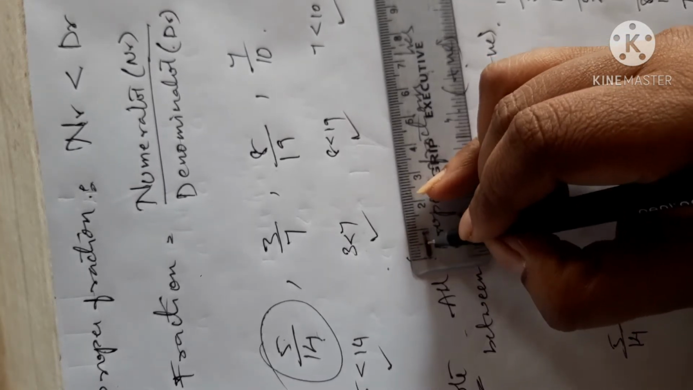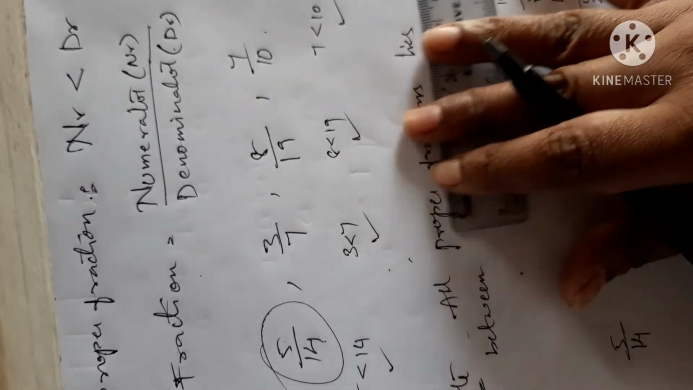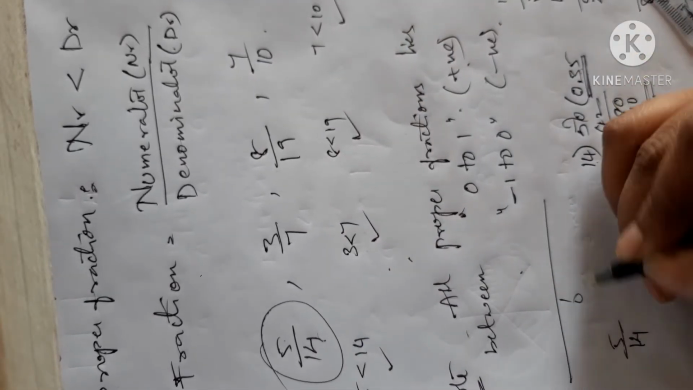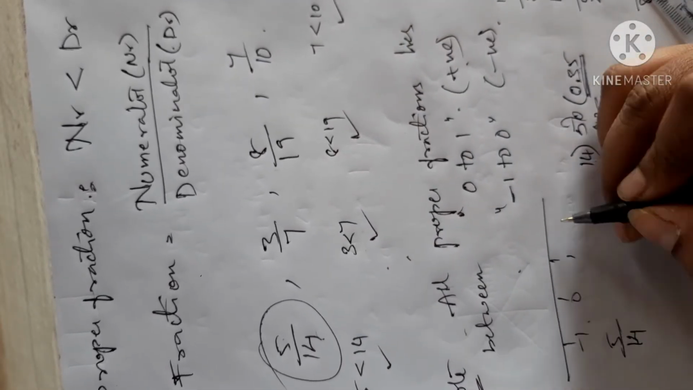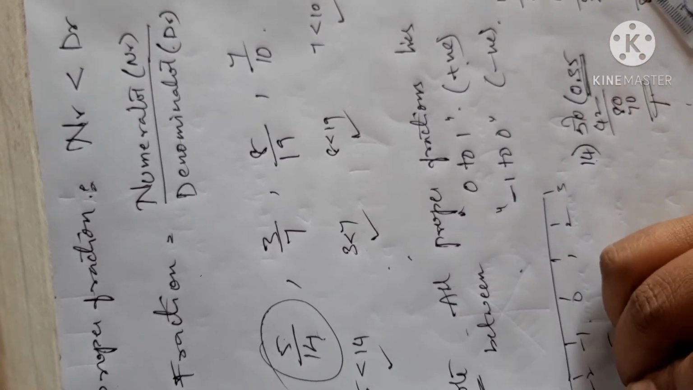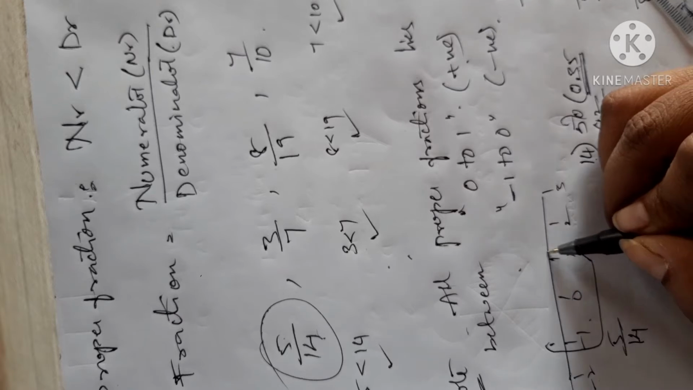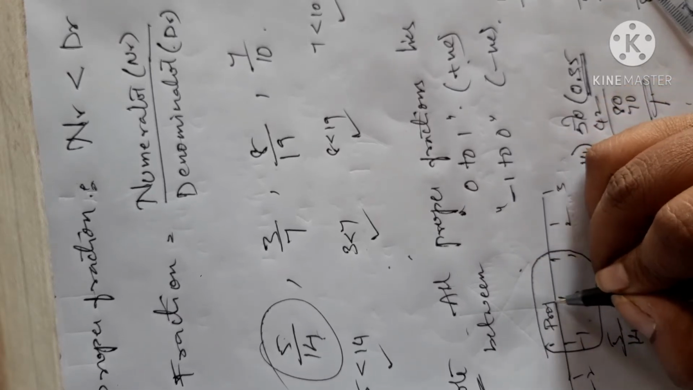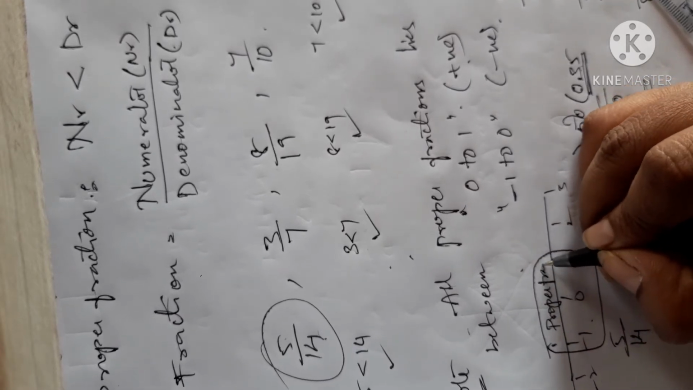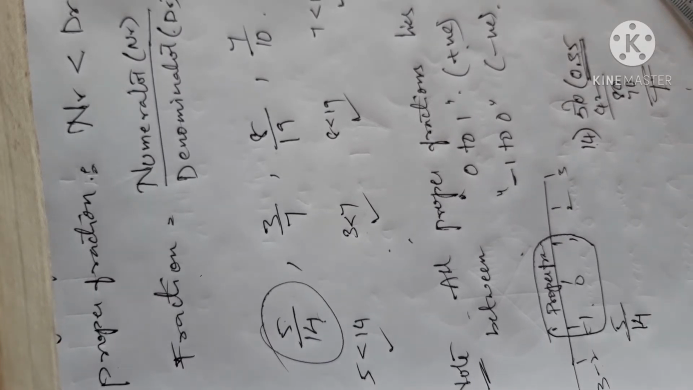If it is a positive one, it lies between 0 and 1. If it is negative, it lies between 0 and -1. On a number line with plus 1, minus 1, plus 2, minus 2, plus 3, minus 3, proper fractions always lie between -1 and 1. Clear? Understood?